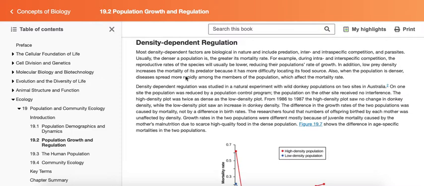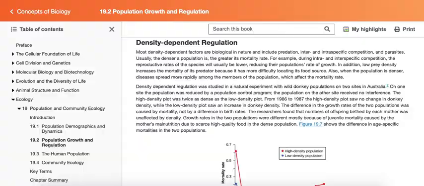Some of the things that tend to regulate populations are inter- and intra-specific competition. That means species are competing, either of the same species for food or different species for the same food source, or there's predation, or you can have parasites, and the more individuals there are, the more they're going to be hurt by the parasites, again because they're closer together. So a density dependent limiting factor is one that is dependent on the density.